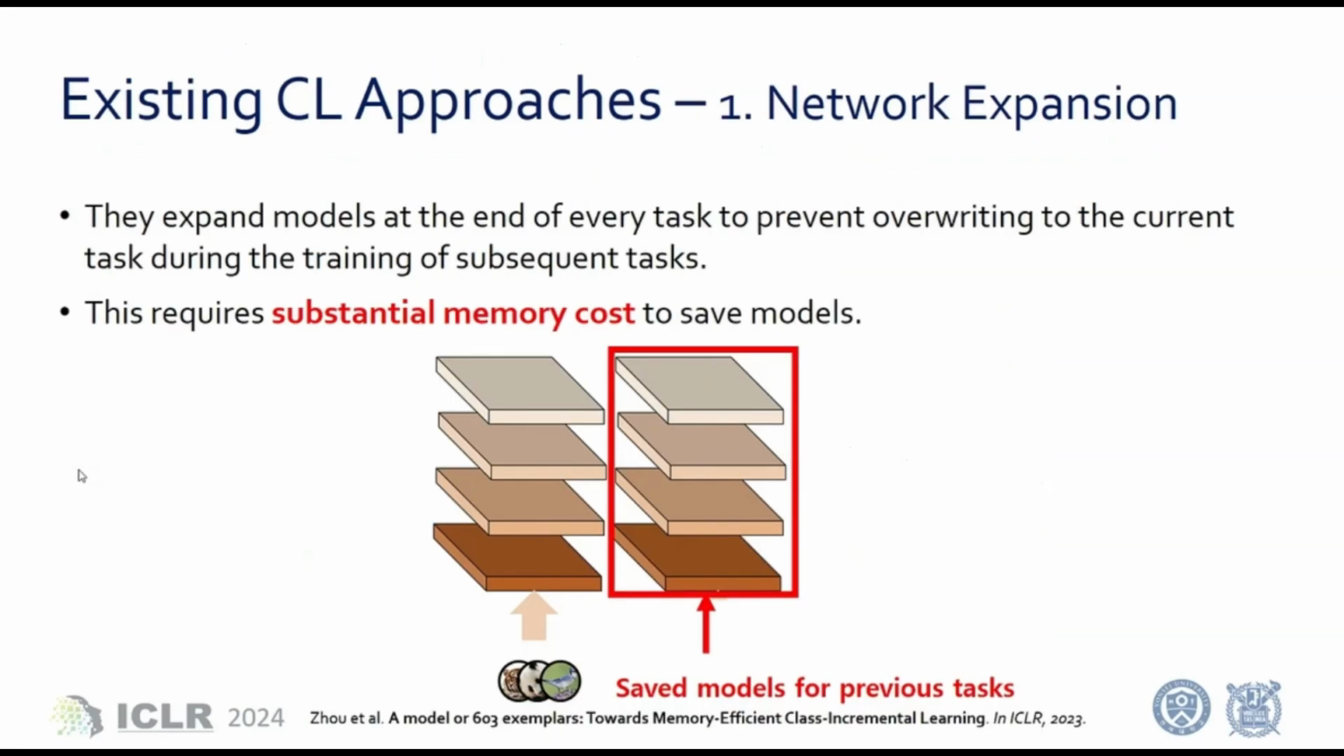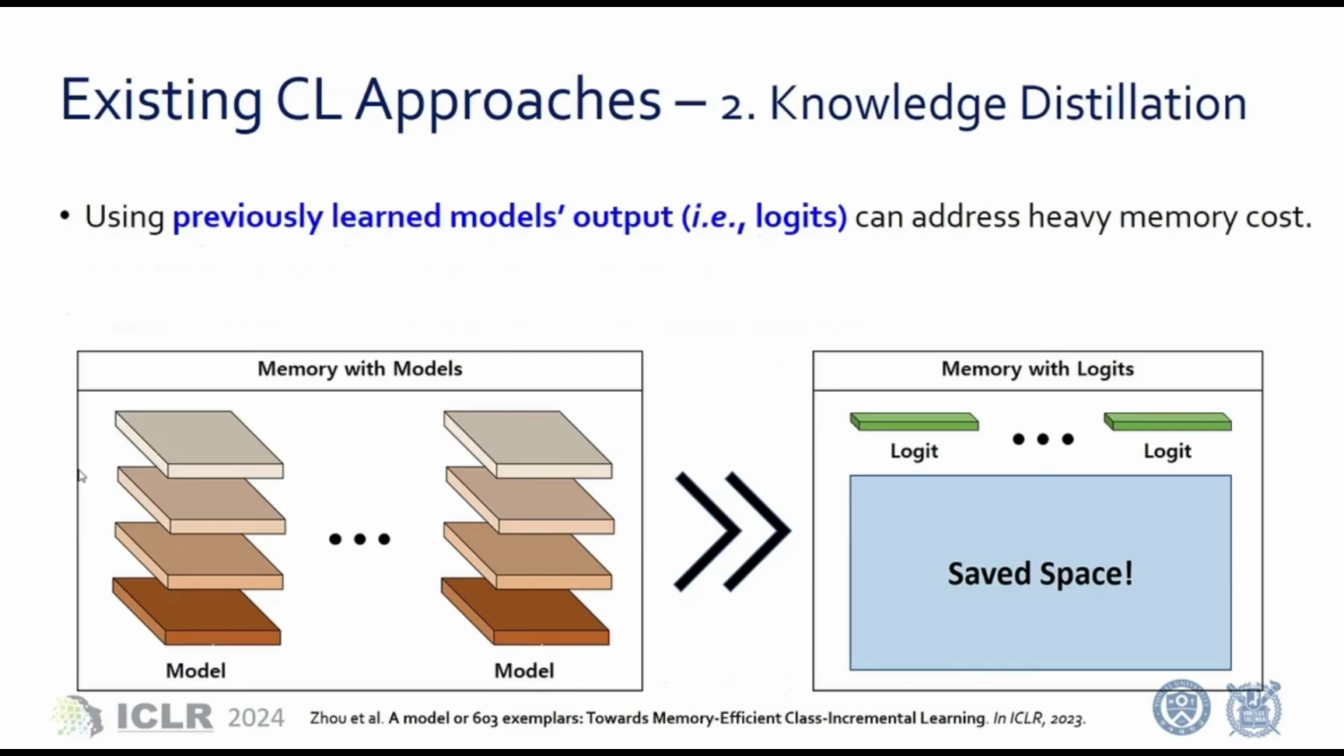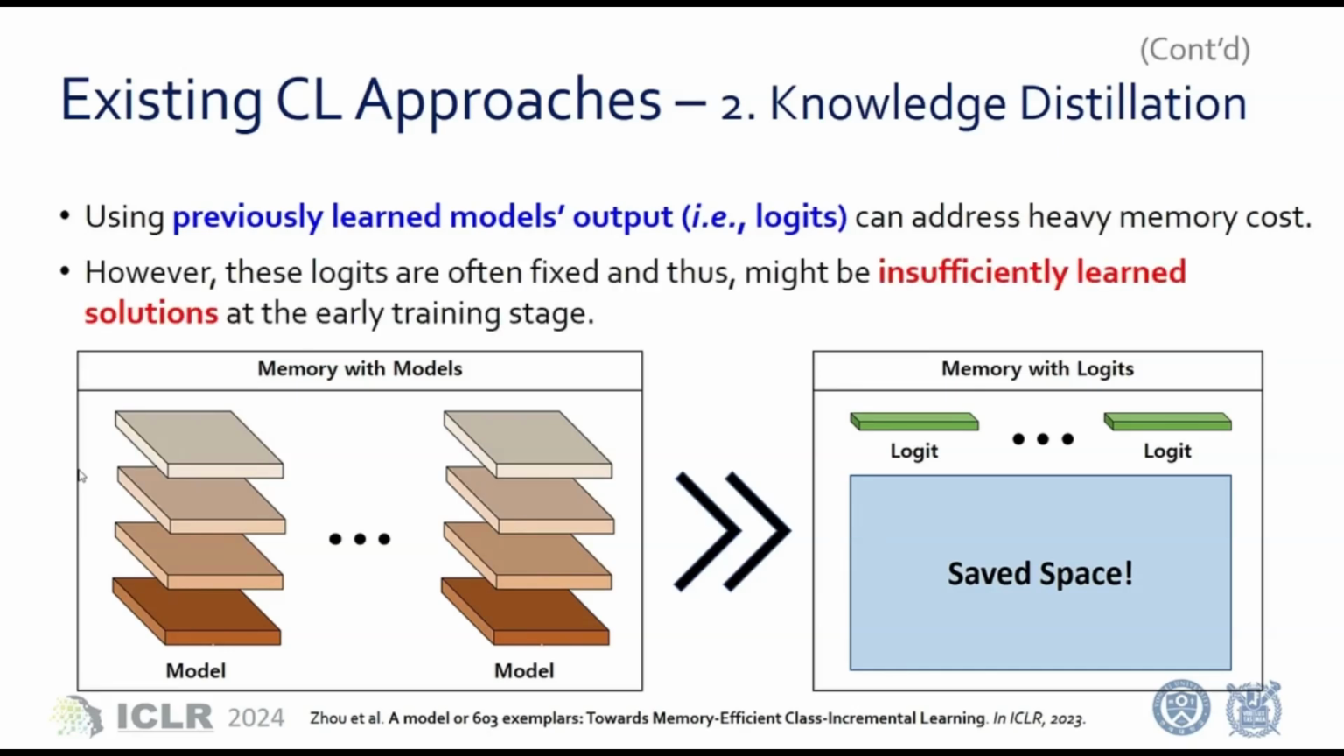One way to continually learn new tasks is to expand models for every task to prevent overfitting to the current task while mitigating catastrophic forgetting. However, memory cost increases proportional to the number of tasks, which can be substantial. To prevent heavy memory cost, another approach maintains the output logits of previously learned models and learns previous knowledge from these logits via knowledge distillation, which can save much memory space. However, once obtained, these logits are fixed, and if they come from insufficiently learned models, they may harm learning previous tasks.